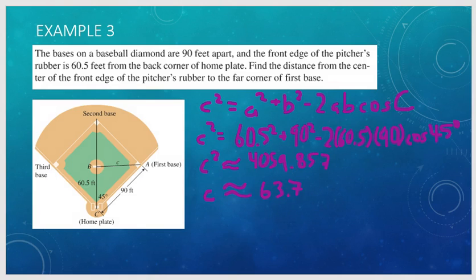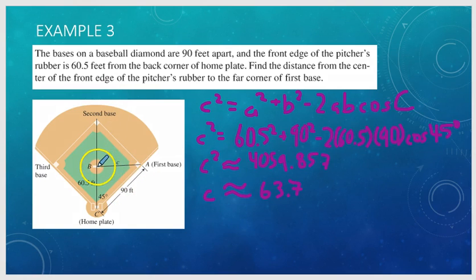That's all this question asked for, but there are some other parts that they may ask you for on a math lab or a worksheet assignment. For example, they may ask you the distance from the pitcher's rubber to second base. And I see a lot of people just assume that that distance is also 60.5. But again, remember I told you that this is not making a 45, 45, 90 triangle right here.